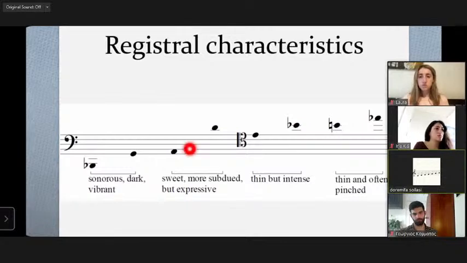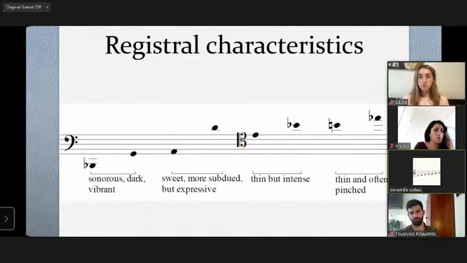Well, this is the most common register of the bassoon. It sounds sweet and very, very expressive. Here, it sounds a little bit thin.